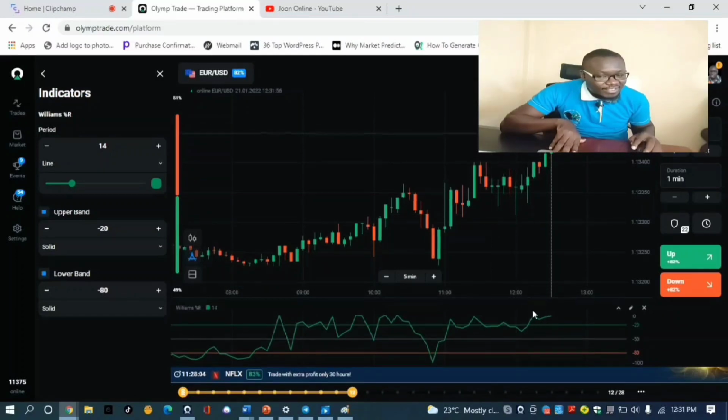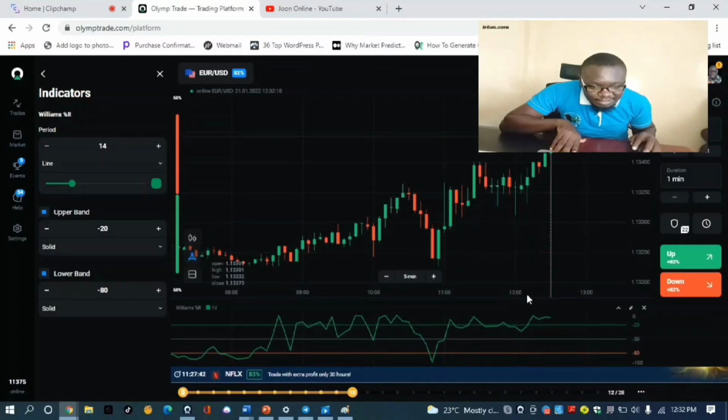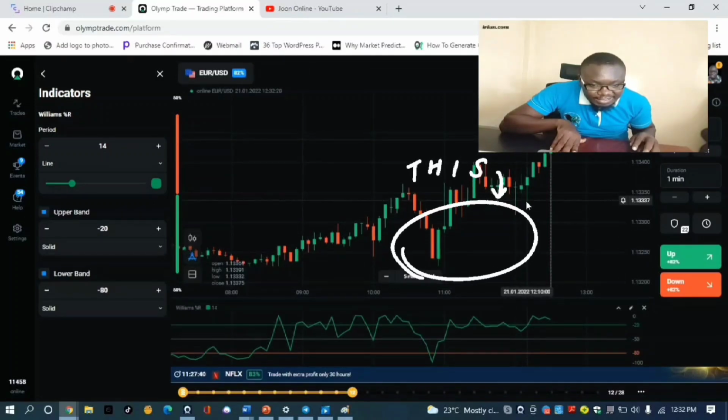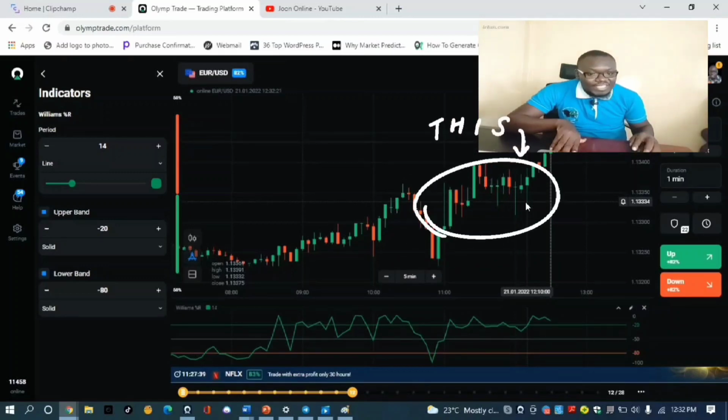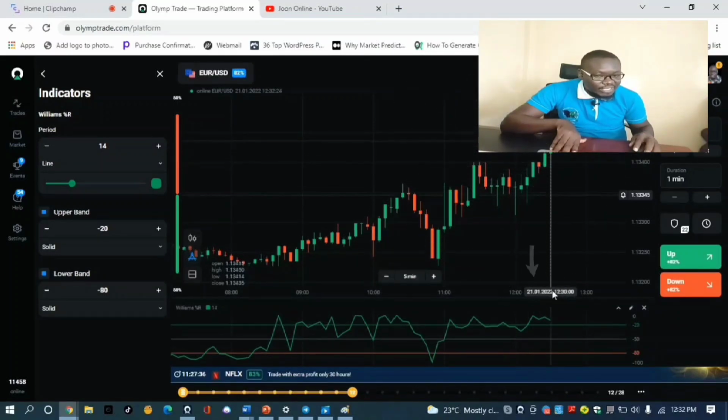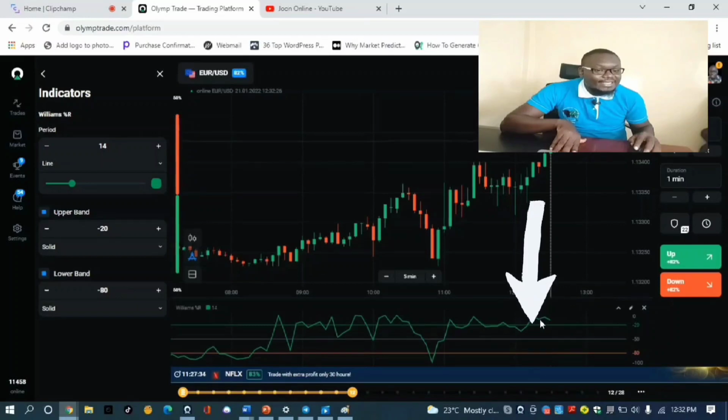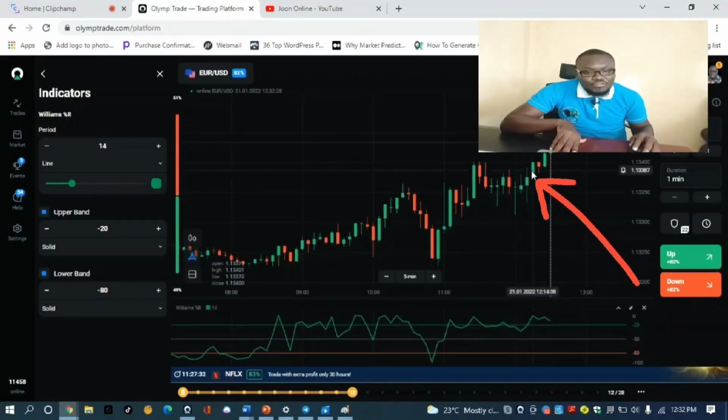It is in the overbought zone. As a trader, this tells you that you should trade downwards, which is wrong, because if you look at this, it started trending from this candlestick here, and from this candlestick it has continued going upwards, and it's still in the overbought zone. So if you traded down here, you would have lost on this.